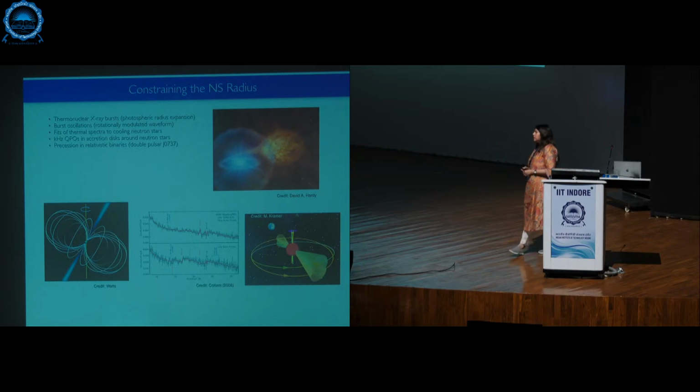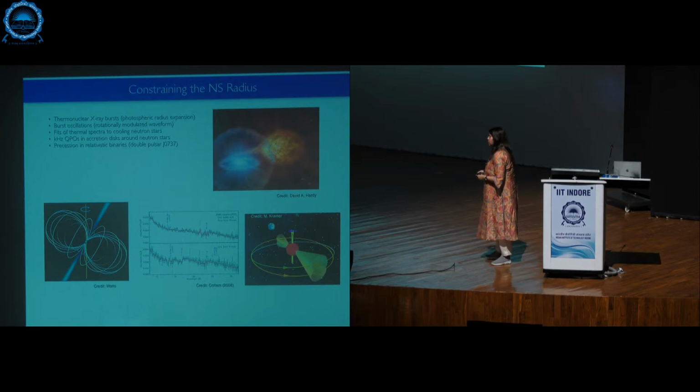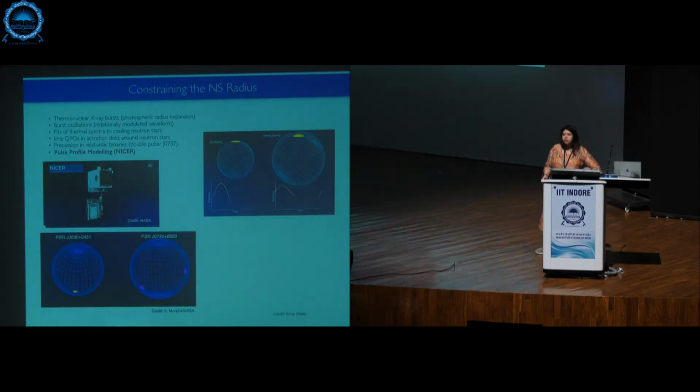So all these different observations gave us some limits on the neutron star radius, but these were not very precise. Recently, there has been a mission launched by NASA called the NICER mission. So it's the Neutron Star Interior Composition Explorer.